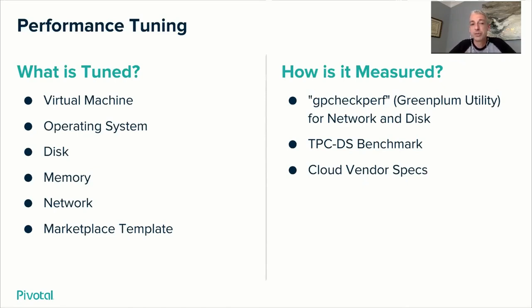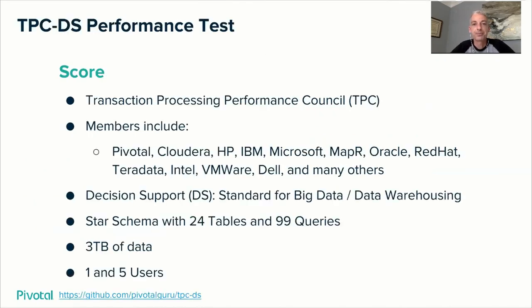So how do you measure this tuning, right? gpcheckperf is one utility that's been around since probably the early days of Greenplum. It checks network and disk performance. We use that. It's the same tool you can use on-premise. Then the TPC-DS benchmark, which I'll talk about here in a minute. And then some cloud vendor specs. The cloud vendors provide specifications for a lot of different configuration items, whether disk, memory, or network, by instance type.